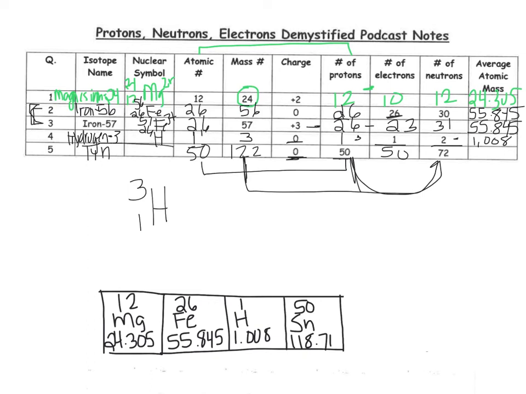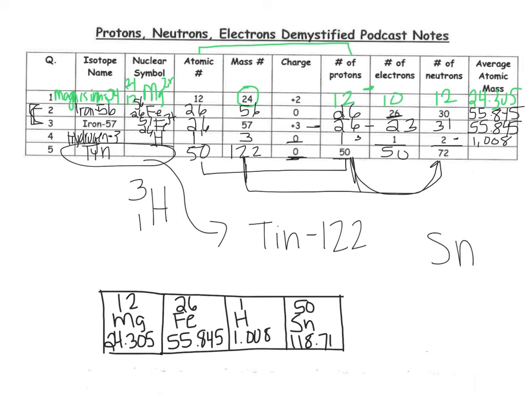And so I'm going to write this part down here. We would say this is the isotope of tin-122. In symbol form, it would be like that, right? 122 up top, and its proton number or atomic number down at the bottom. And so we would get the average atomic mass off the periodic table. Okay?